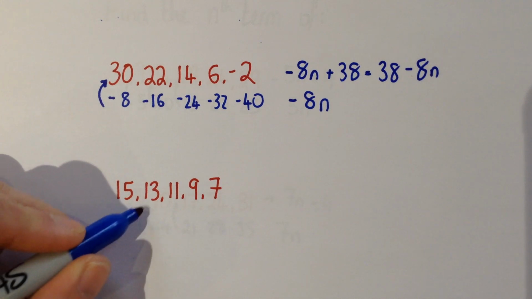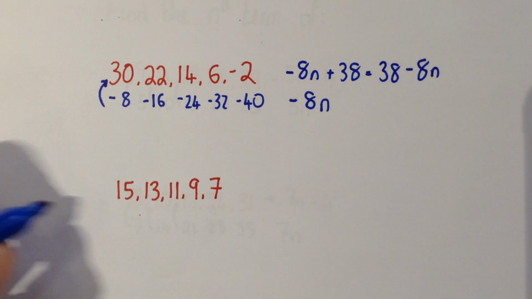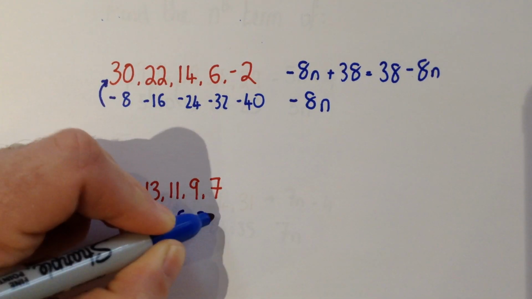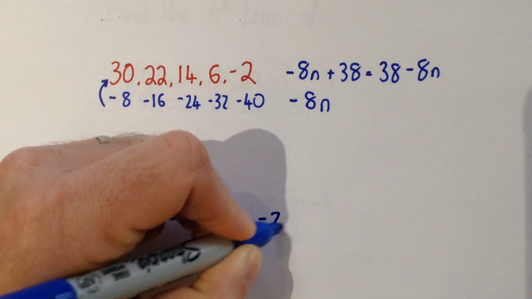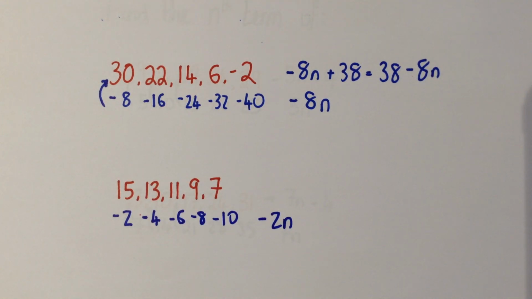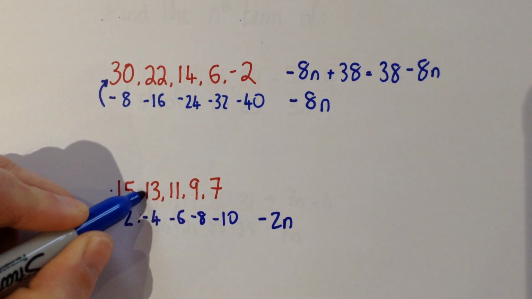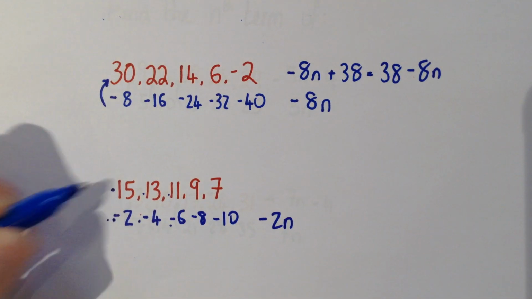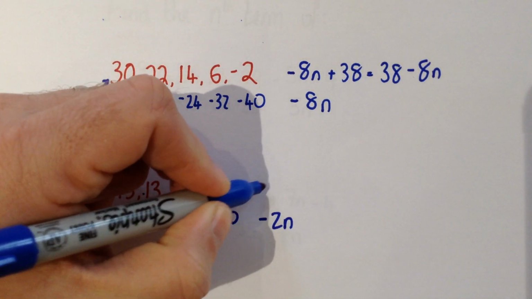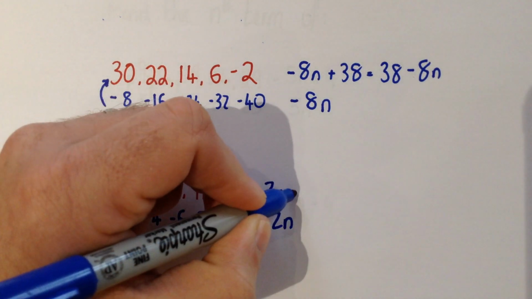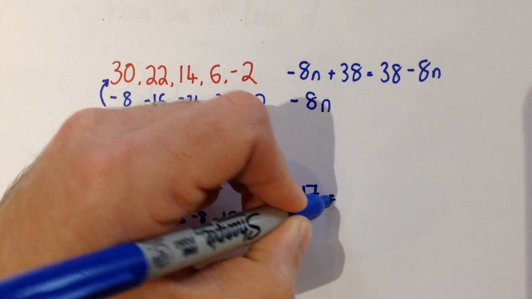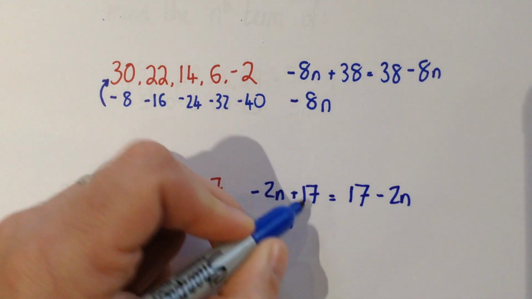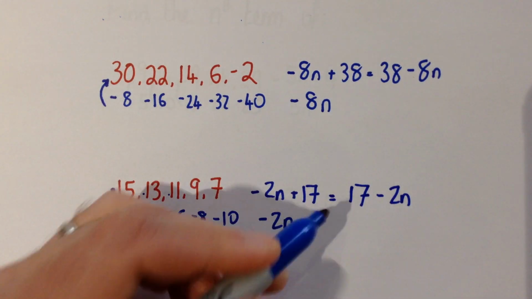This next sequence is decreasing by 2 each time. So we write the minus 2 times table underneath. And so we'd have that as minus 2n. What do we do each time to get from the number in the times table back up to the sequence? Well, to go from minus 2 up to 15, we'd have to add 17. So we get a sequence of minus 2n, add 17, or 17 minus 2n. All we're doing is swapping the two terms over so that we don't have a negative at the start.